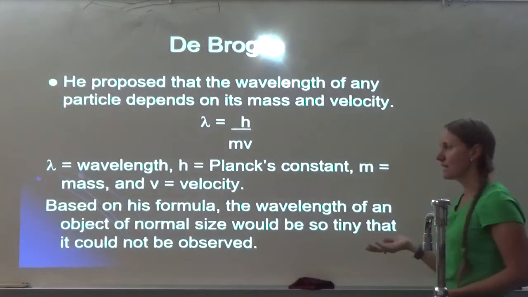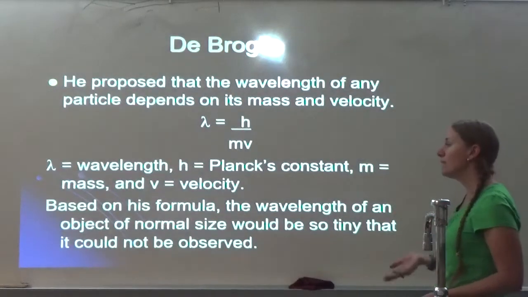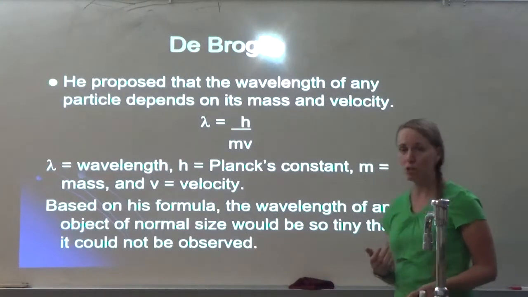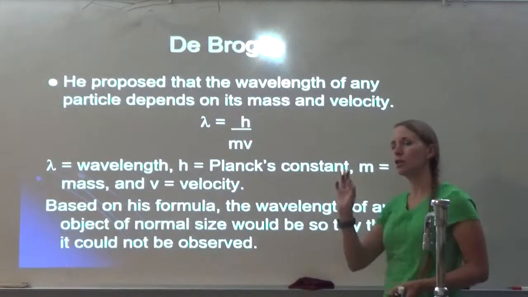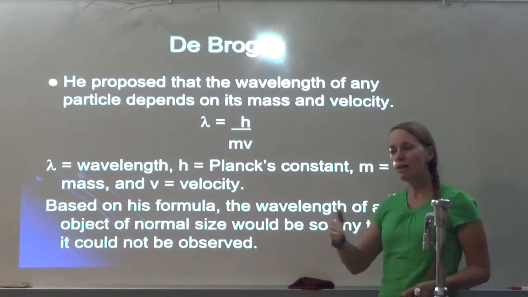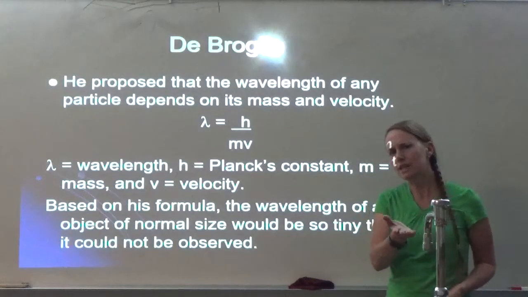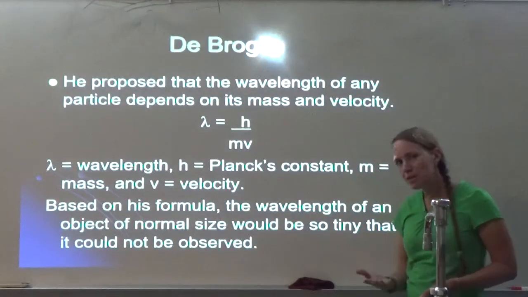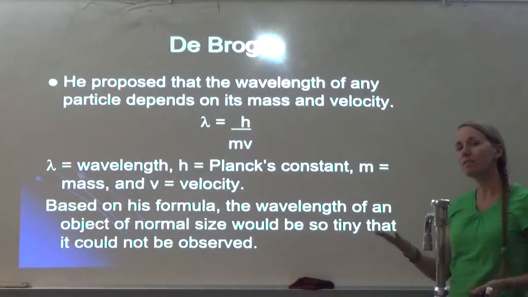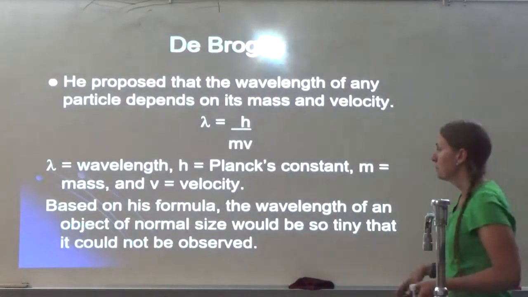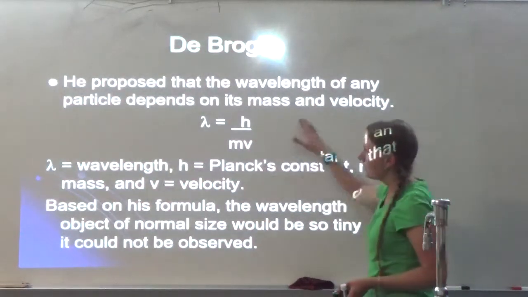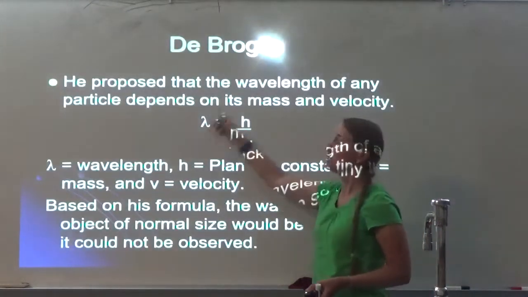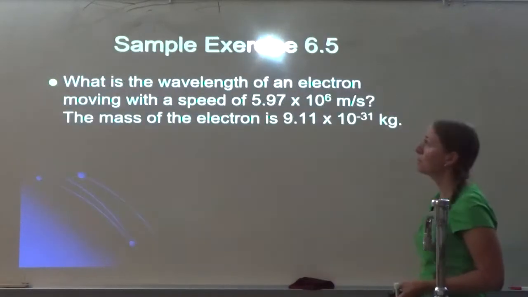So v is velocity. Based on his formula, the wavelength of an object of normal size would be so tiny it cannot be observed. What that means is because an electron is so small, its wavelength could actually be noticed if you could see it. But for an object of normal size, like if I threw a baseball, the wavelength would not be able to be recognized. That's what his formula is saying. Because mass is on the bottom, as mass increases, what happens to wavelength? It decreases, so you're just not going to be able to notice it.